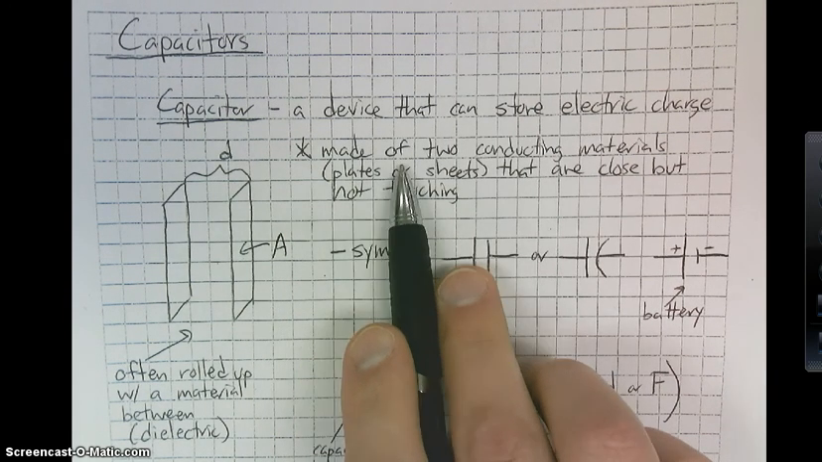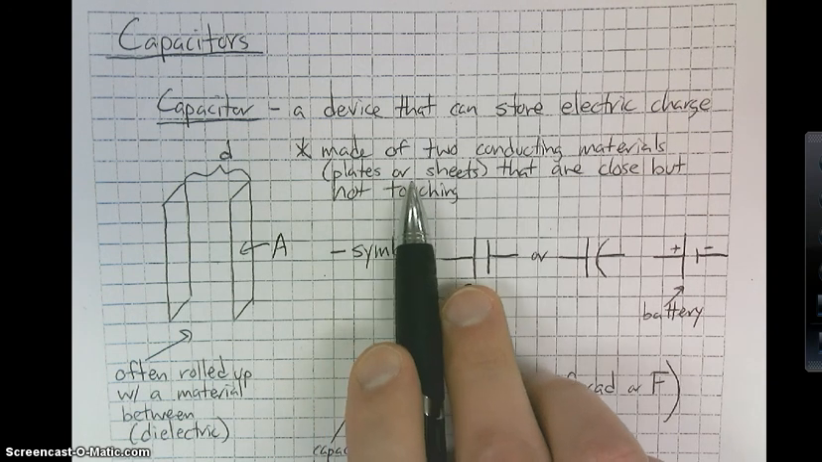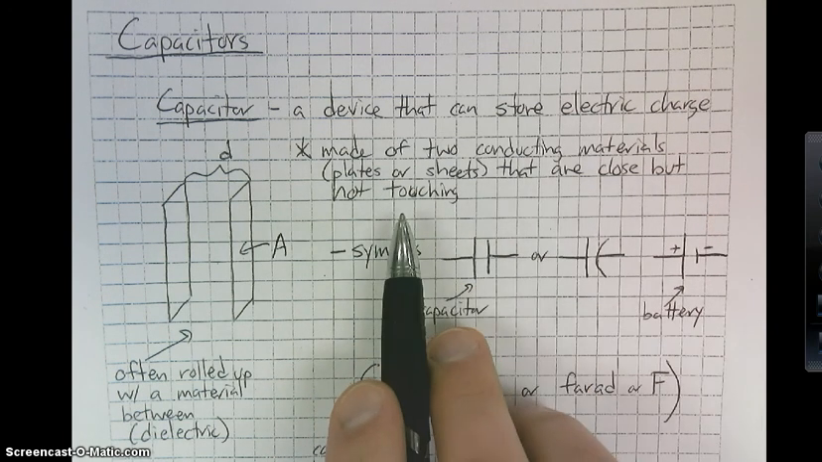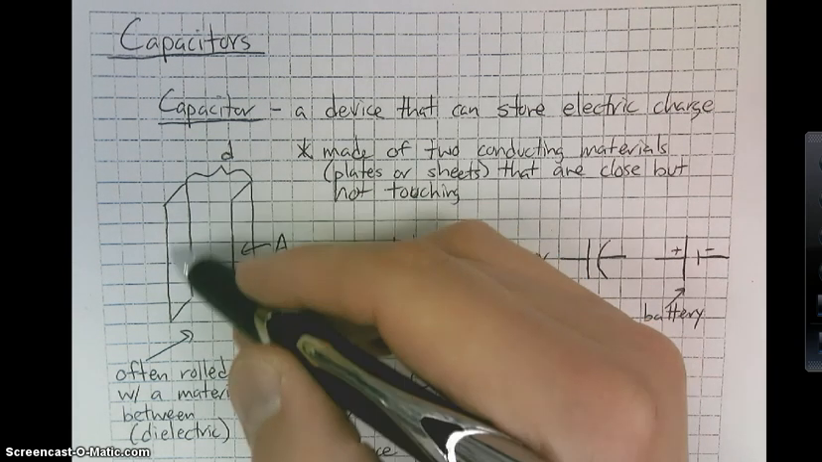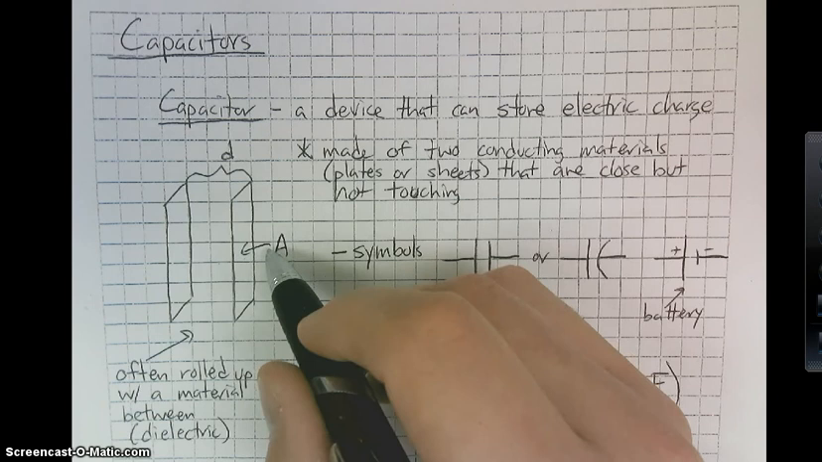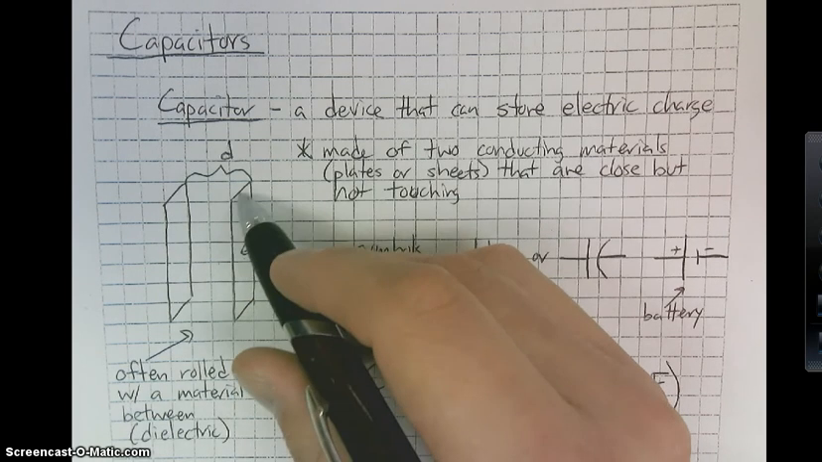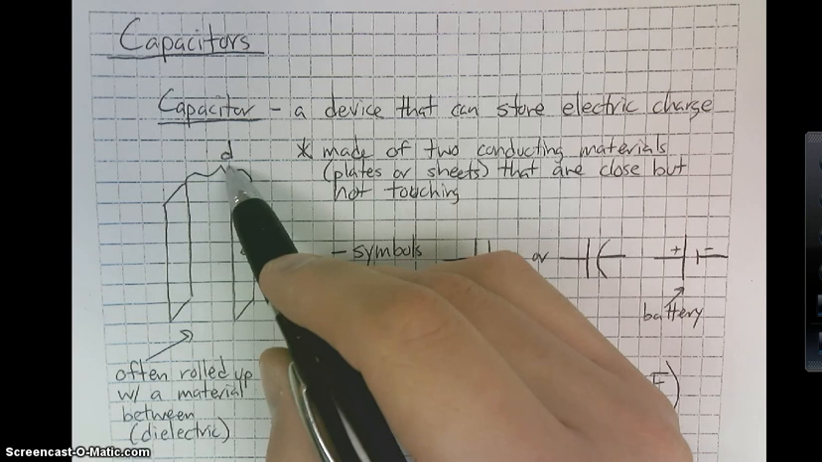Okay, so up here, I have a really brief description of what a capacitor is. It's generally made of two types of conducting materials, plates or sheets, something like that, that are very, very close but not touching. So this is not to scale, obviously, but let's say I've got these two little plates or sheets. Each one of these would have an area of some sort, especially if it's like the sheet, it's fairly easy to come up with, and then they'd be some sort of distance apart.